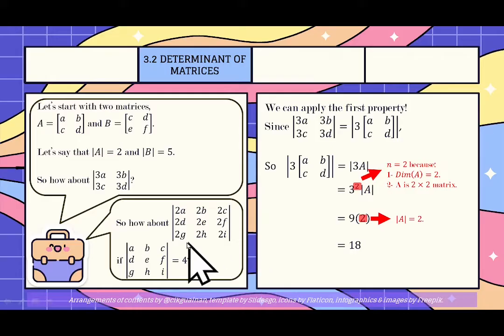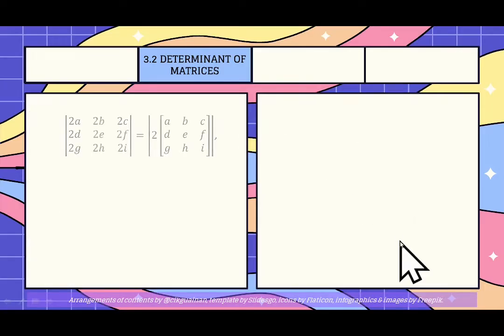So how about this 3 by 3 matrix? If we have been given the matrix, the determinant equals 4. Let's find out in the next slide. We can see over here there is a 2 in each element of the matrix. We can factor it out like this. And then this whole thing is the matrix.